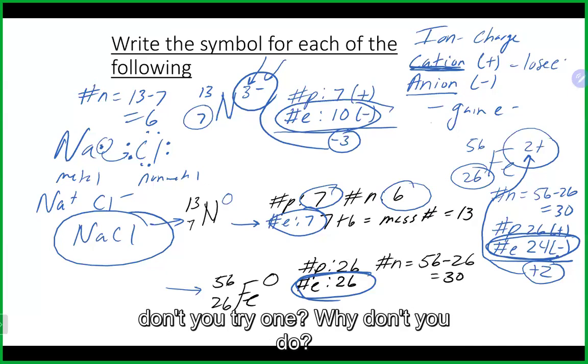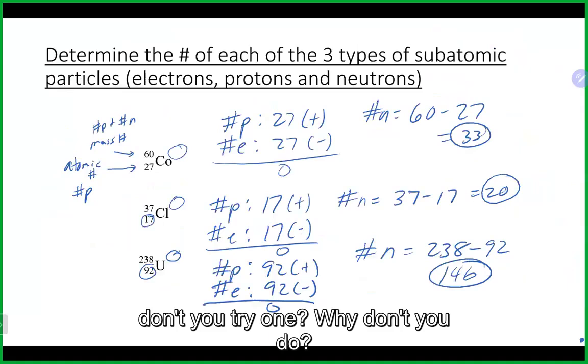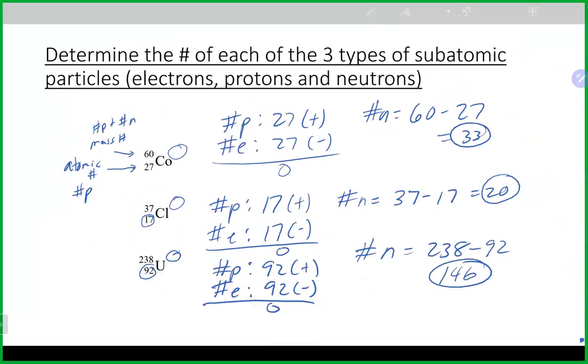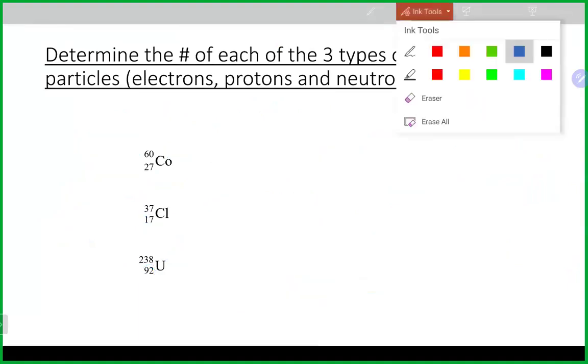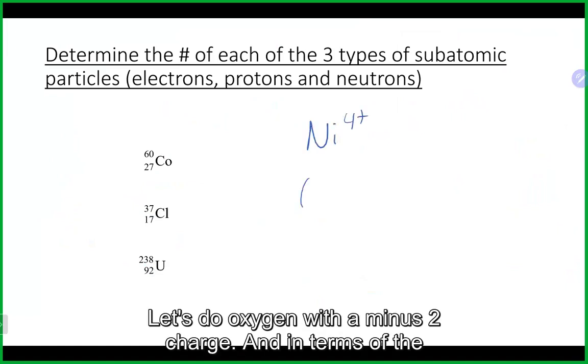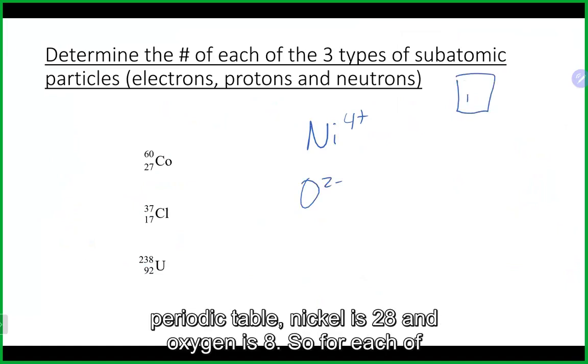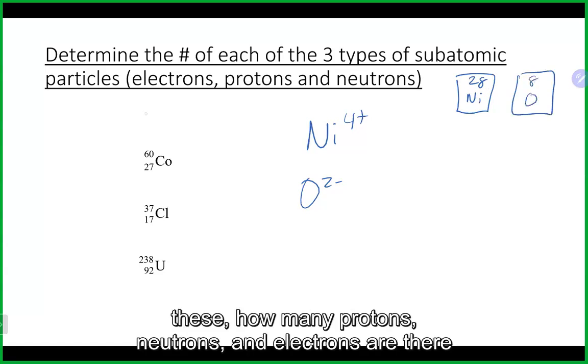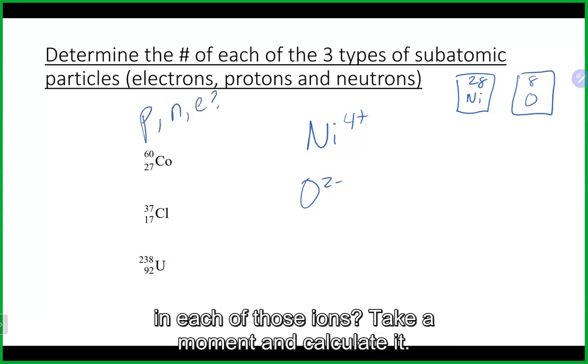Why don't you try one? Let's go nickel with a +4 charge. Let's do oxygen with a -2 charge. And in terms of the periodic table, nickel is 28 and oxygen is 8. So for each of these, how many protons, neutrons, and electrons are there in each of those ions? Take a moment and calculate it.